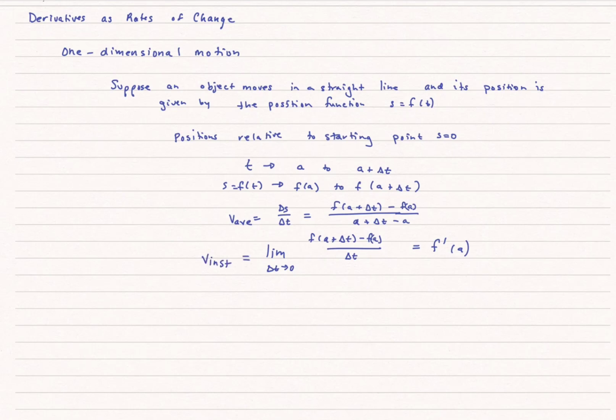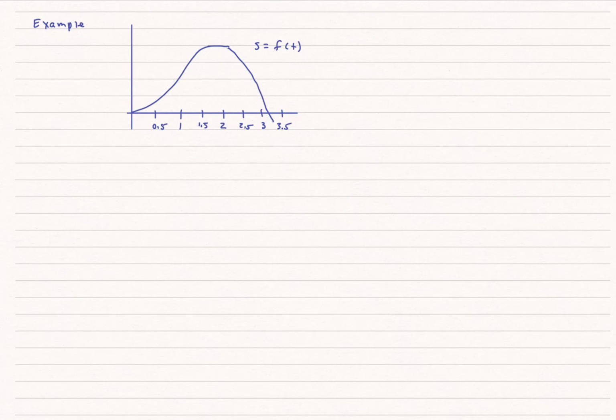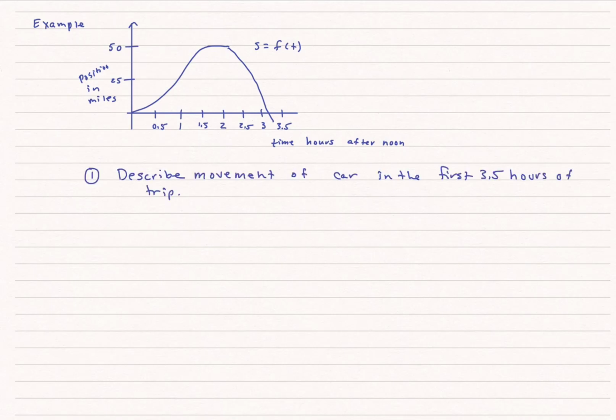Let's look at an example. Let's say this is a graph of my position function, s is equal to f of t, and my x-axis is the time, and I'm going to say these are the hours after noon. Noon is going to be our reference point. And the y-axis is going to be our position, specifically in miles. So if I wanted to talk about the location of a car traveling along this curve during the first 3.5 hours of a trip, I could say the following.